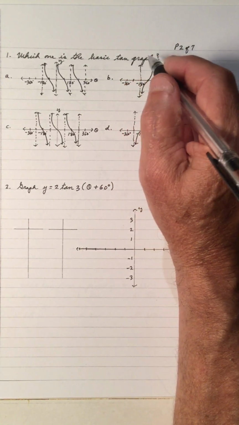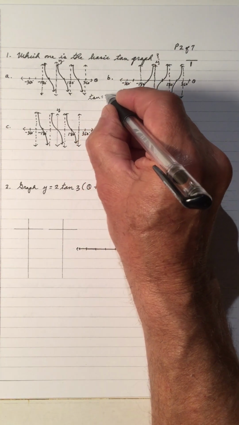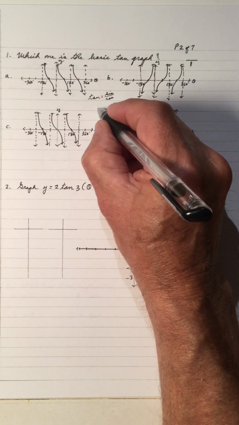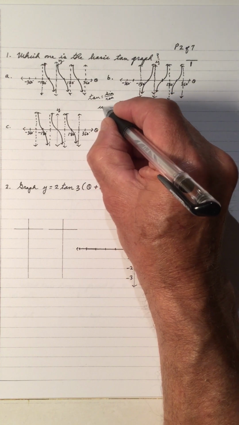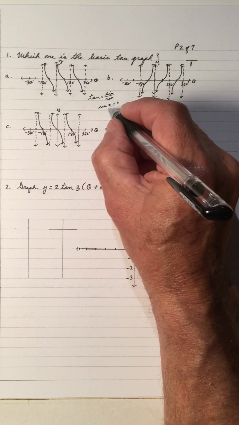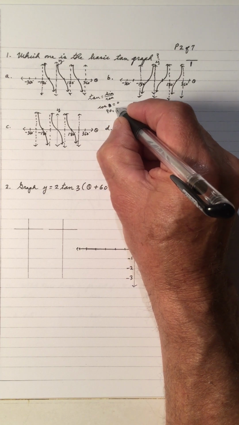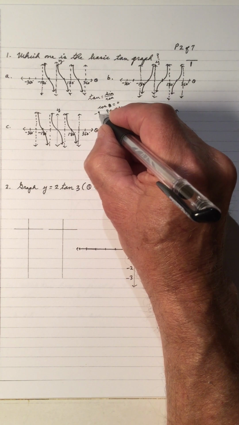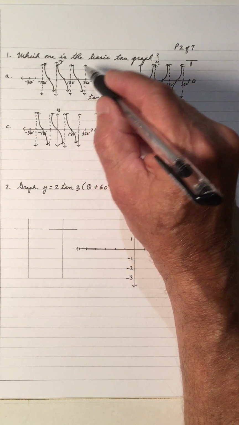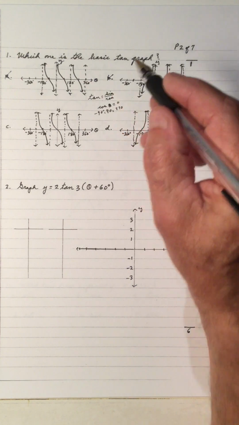Which one is the basic tan graph? And a tan graph, or tan, is sine over cosine. And so if cosine theta is equal to 0, tan is undefined. And cosine is equal to 0 at 90, 270, negative 90, etc. So this is undefined at 180, nope. This is undefined at 180, nope.